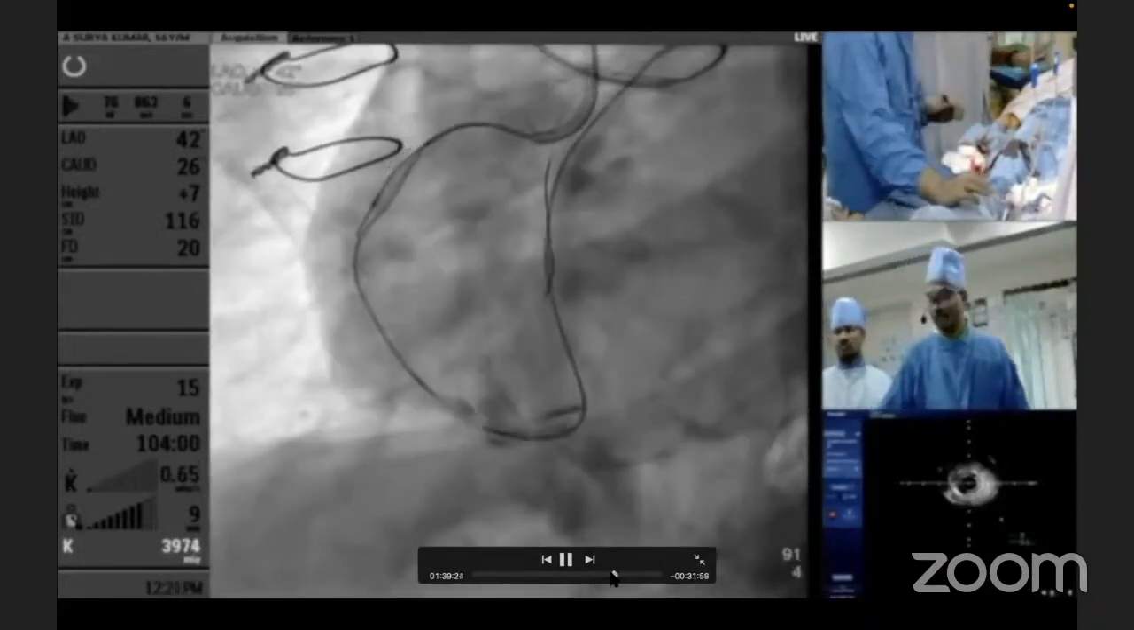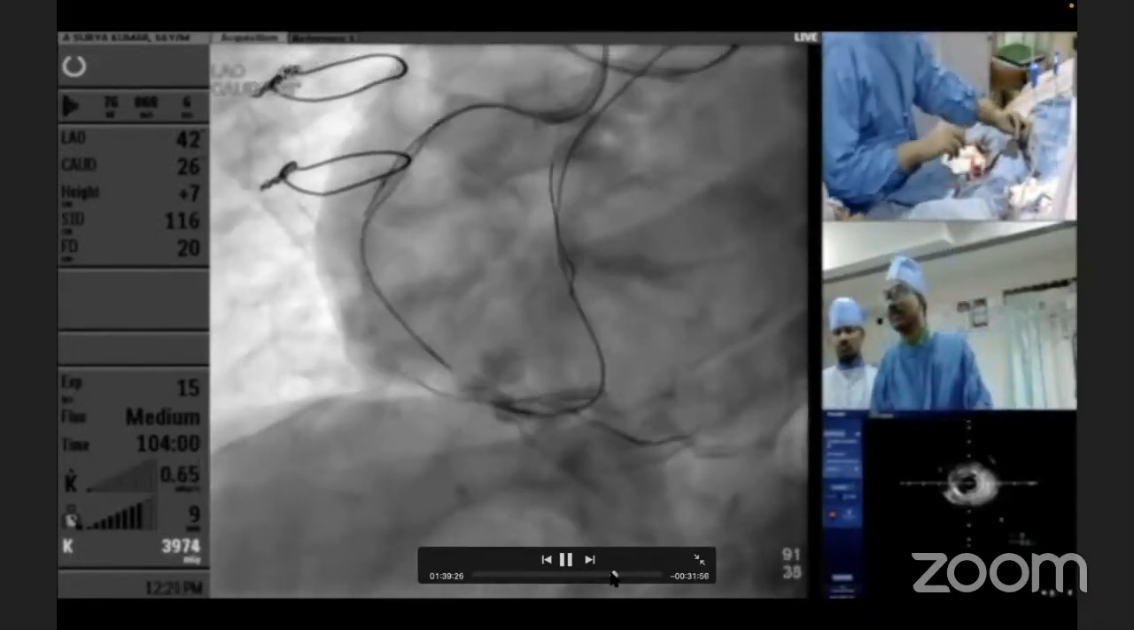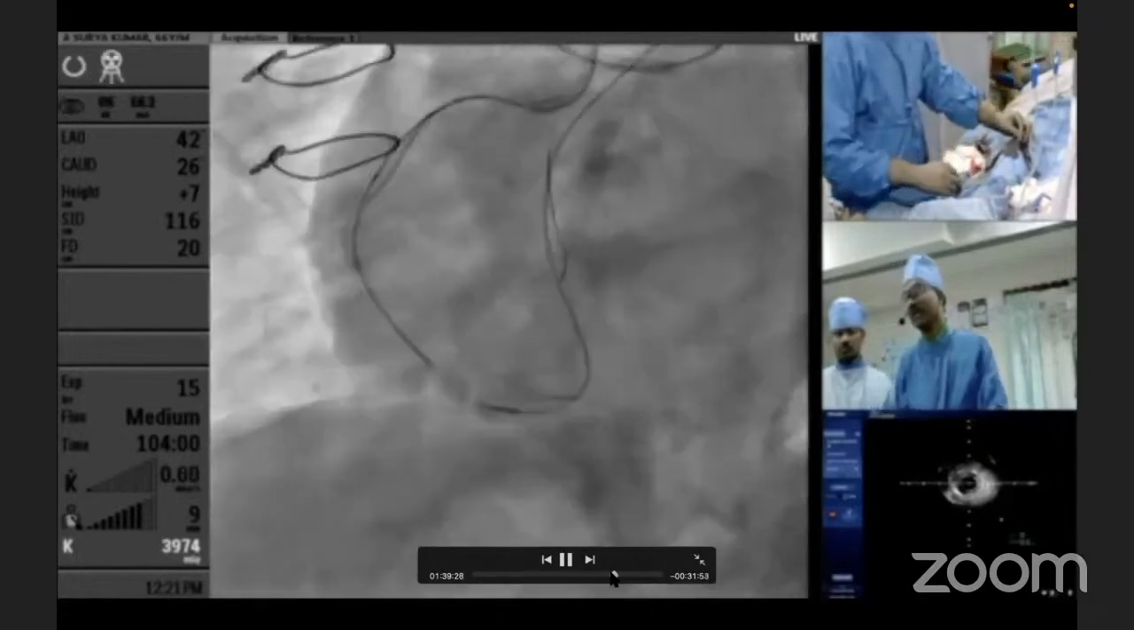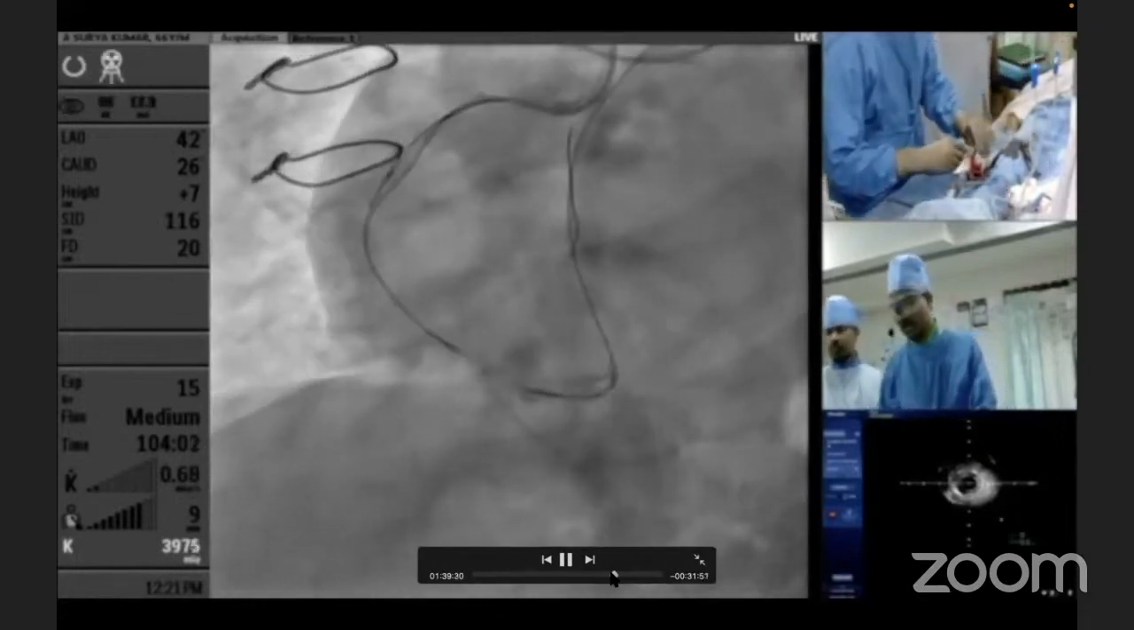Just explain what you are doing. From where are you injecting? I'm injecting from retrograde. Yeah, give me why. Retrograde. No, retrograde.